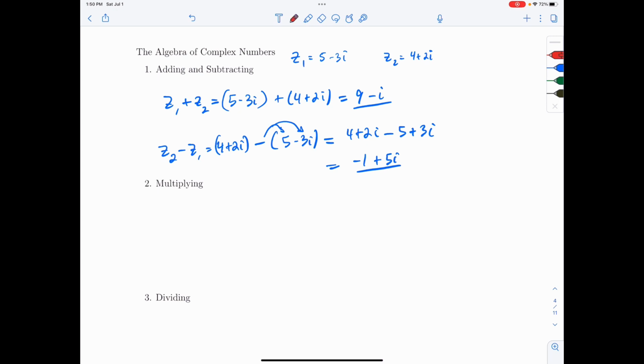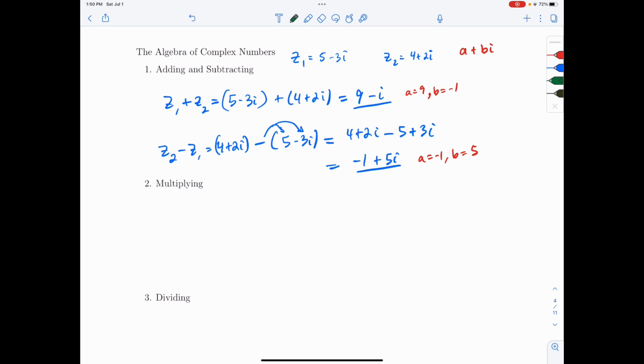Okay, so like we said, all of these complex numbers are in the form a plus bi. So on this first one, the addition, we're going to say a is 9, b was negative 1. Down here, a is negative 1, b is 5. So b is the coefficient on the i term.